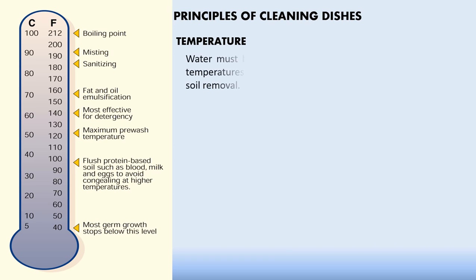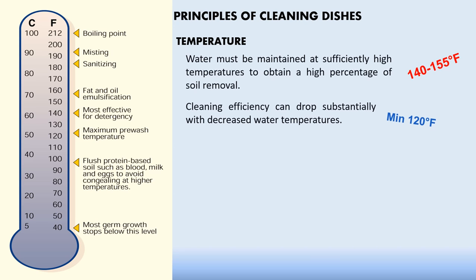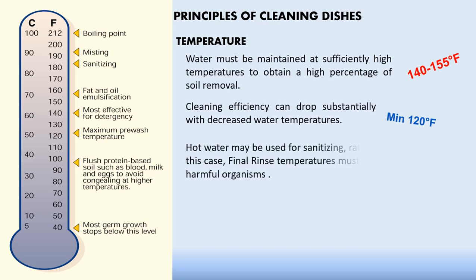Temperature, another principle of cleaning. Water must be maintained at significantly high temperatures to obtain a high percentage of soil removal. Again, we recommend minimum temperatures of 140 to 155 degrees for adequate results. Cleaning efficiency can drop substantially with decreased water temperature. Based on health department regulations, a minimum of 120 degrees Fahrenheit is required. Hot water may be used for sanitizing rather than chemicals. In this case, final rinse temperatures must be above 180 degrees to kill harmful organisms.